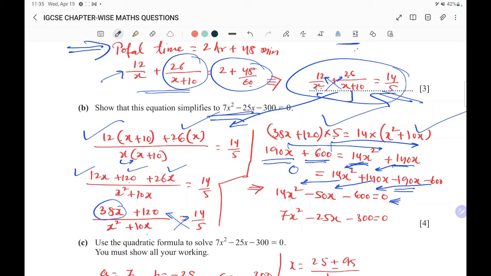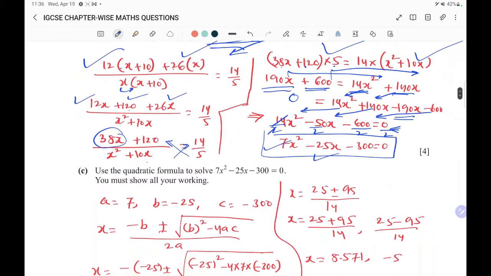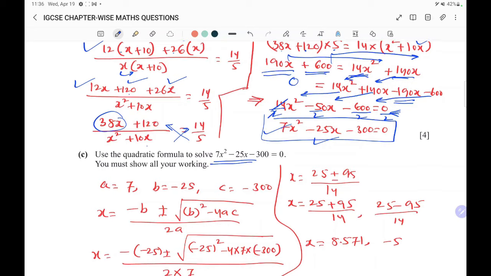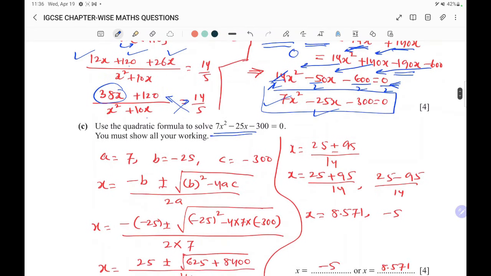Now if you observe, you can divide everything by 2. So 14 over 2 is 7, minus 50 over 2 is minus 25, and minus 600 over 2 is minus 300. So this will be our answer: 7x squared minus 25x minus 300 equals 0. Next, use the quadratic formula to solve 7x squared minus 25x minus 300 equals 0.